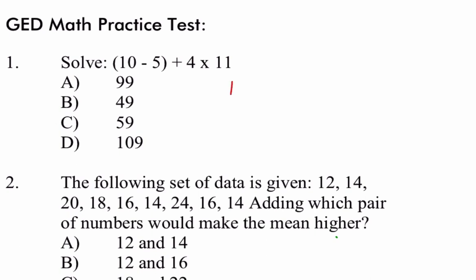Okay, we start with 10 minus 5. I need to put the bracket here because we need to do times before add, right? So it says 5, right? 10 minus 5 is 5, plus 44. So the answer is 49, which is B.